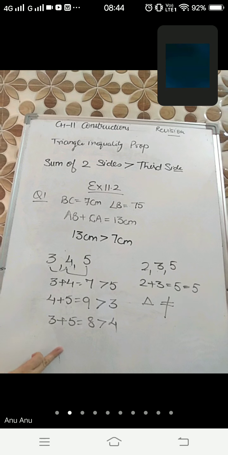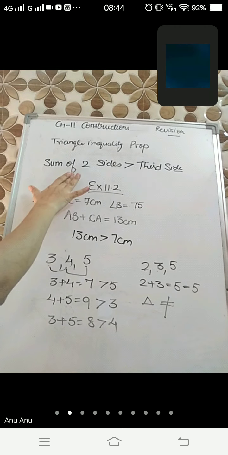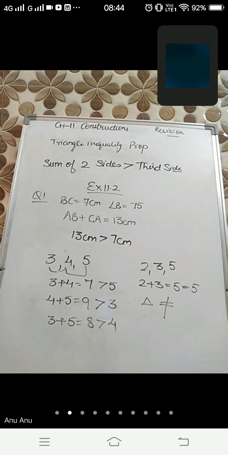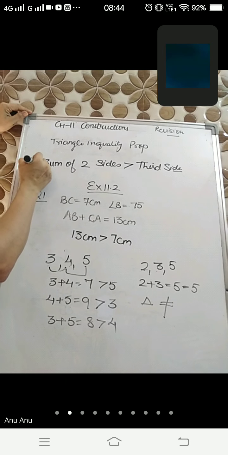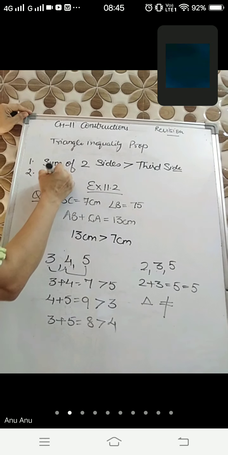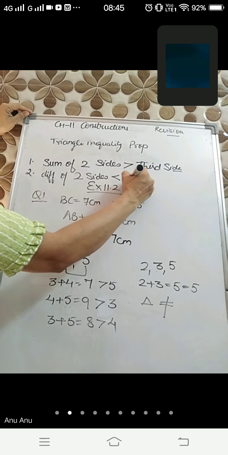So a 1 mark question can be asked in the exam based on this concept. This is the concept of your 7th class, and this is very, very important. Similarly, one more concept is there that you have not read in the previous class. So let's write another concept. This is your first concept. This is your second concept, that the difference of two sides is always less than the third side.